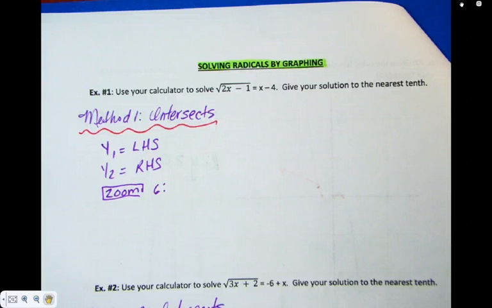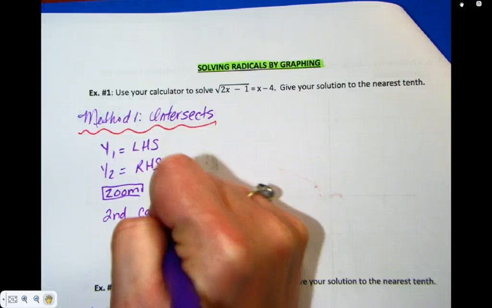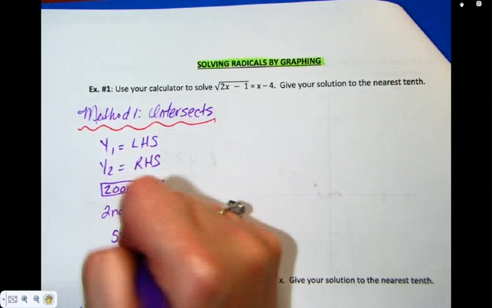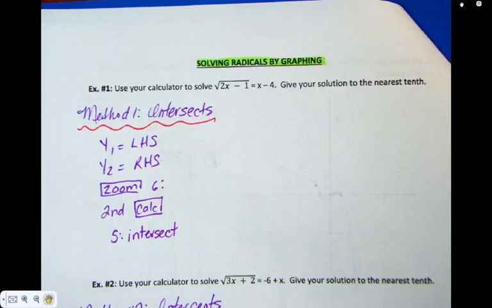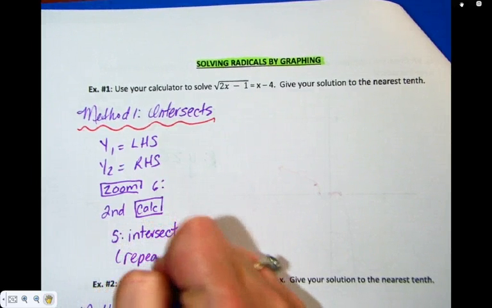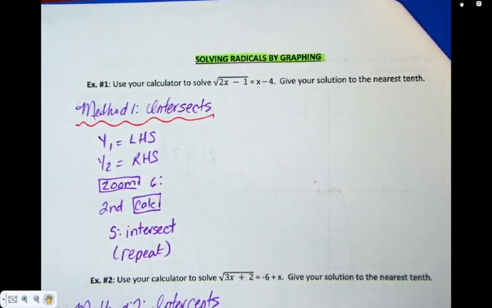And then wherever those two graphs cross is our answers, and we find the intersection points by going second function calc, number 5, intersect. And then we just repeat that if there's more than one. Kind of remember from last year? Going back a little bit.